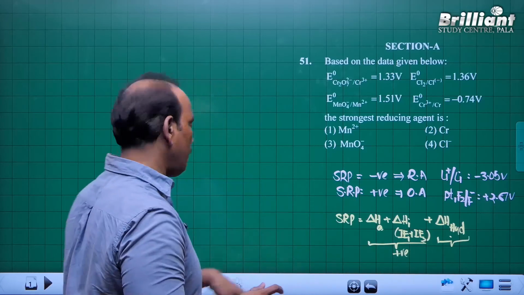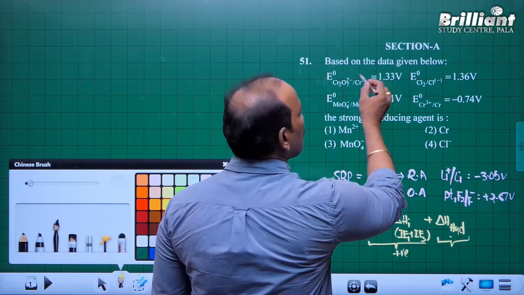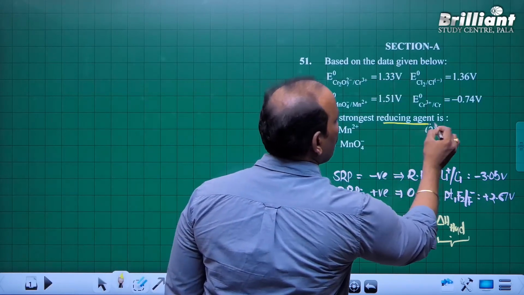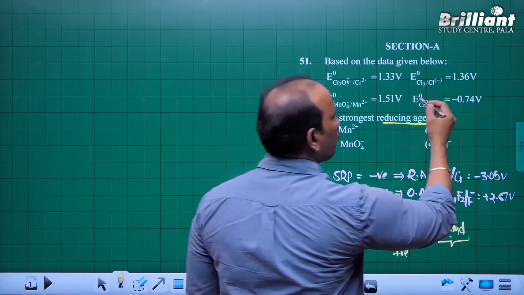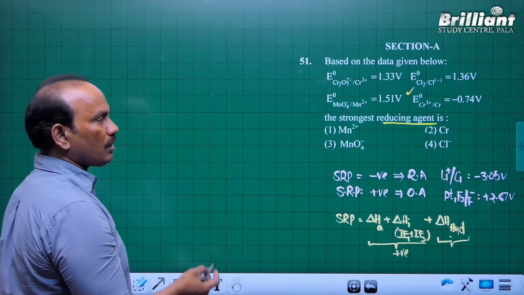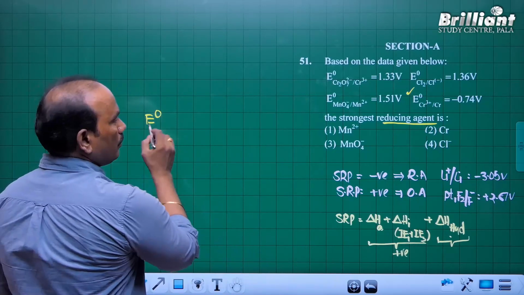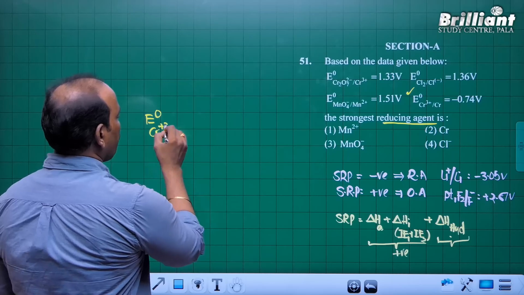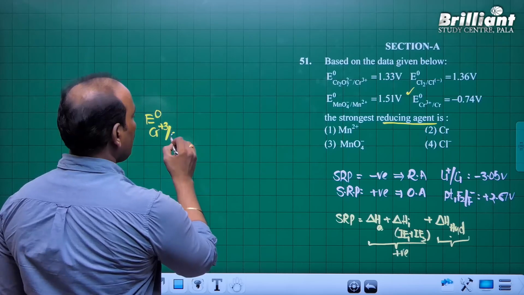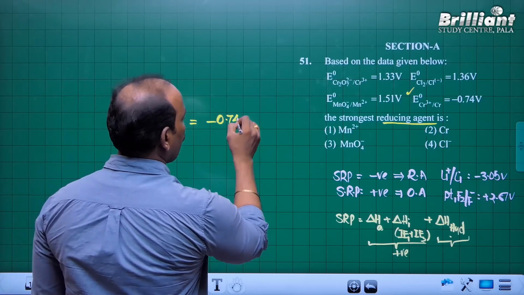Clear? Now we are coming to the point. In this one, we want a reducing agent. We require negative. Here only one is negative. So in this one, reducing agent means involved in oxidation. That means E0 Cr plus 3 by Cr is equal to minus 0.74 volt.